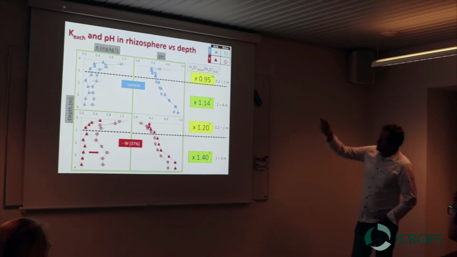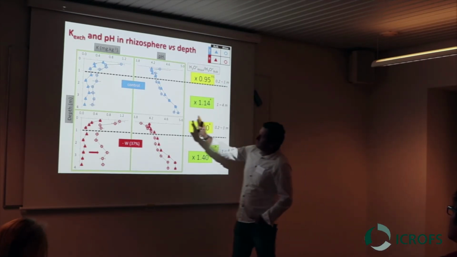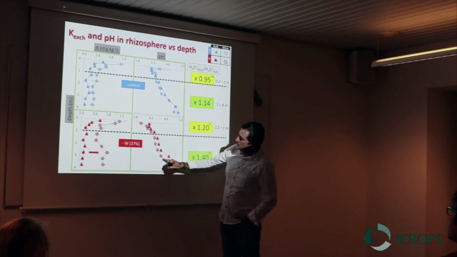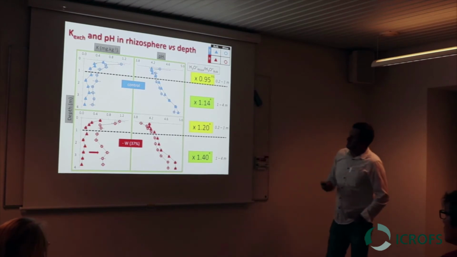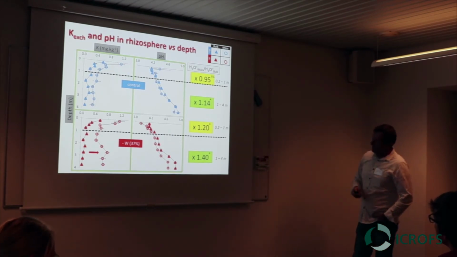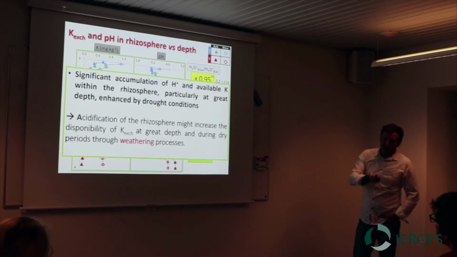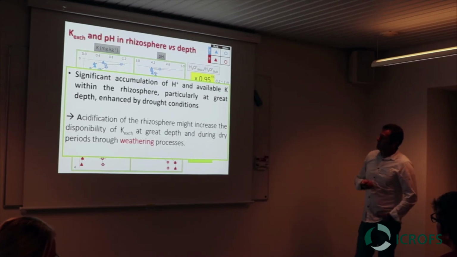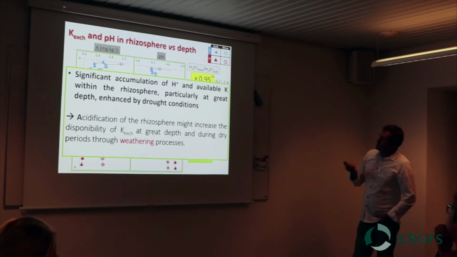I'm sorry, for the pH, we found a significant acidification in the rhizosphere in open cycle compared to the bulk soil. And this was increased in drought conditions. So both significant accumulation of protons, so acidification, and available potassium within the rhizosphere was found, particularly at great depths and in drought conditions.